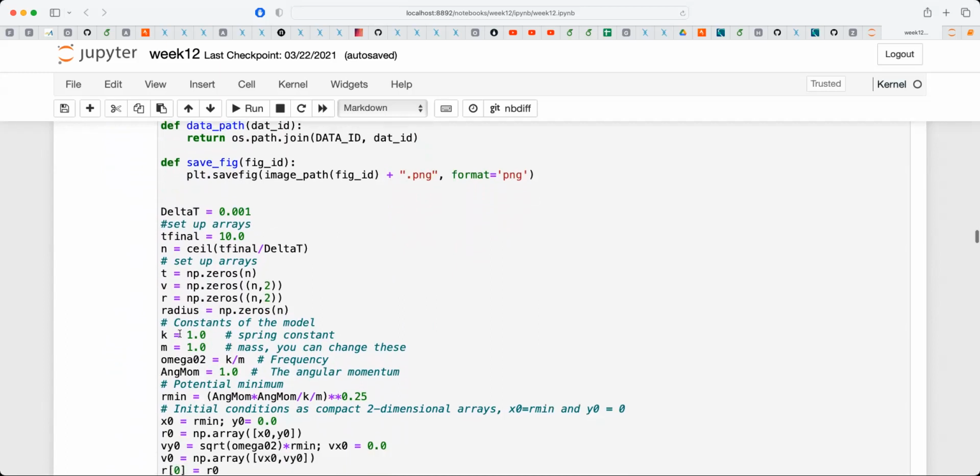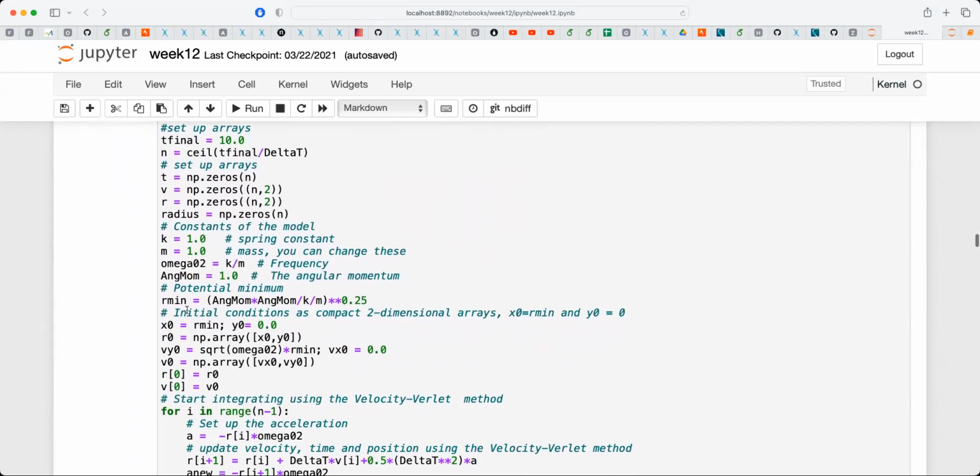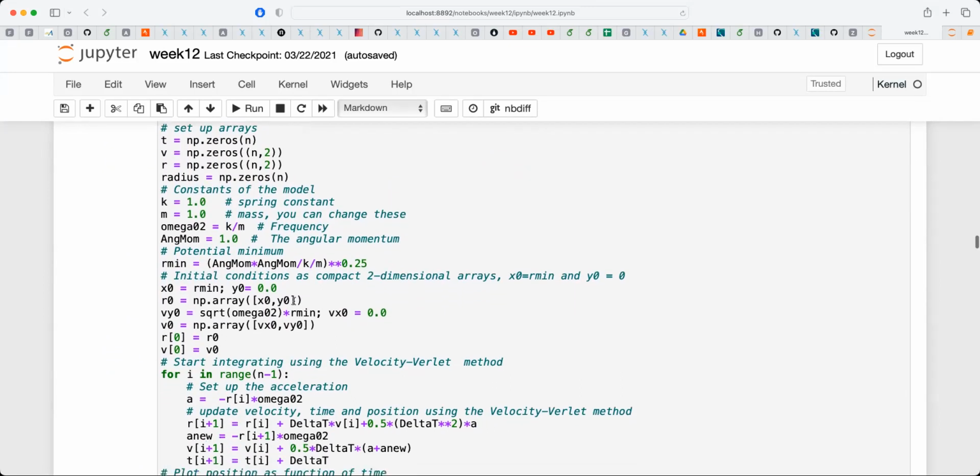And as usual, I always put all constants equal to 1. Then I get an r min, which is defined in terms of the angular momentum. This is the expression which you derive in the text. Then I put x0 to r min, and I put y0 to 0. That's a pretty convenient choice, because else you would have to deal with the square root of x squared plus y squared. So it's convenient to put x to some value and y to 0. That means that the velocity is going to be perpendicular, in the y direction. So in that case, you would simply put the velocity in the y direction.